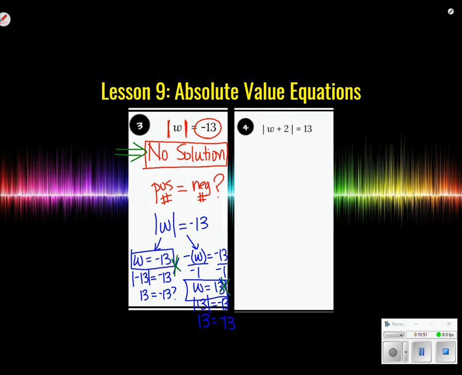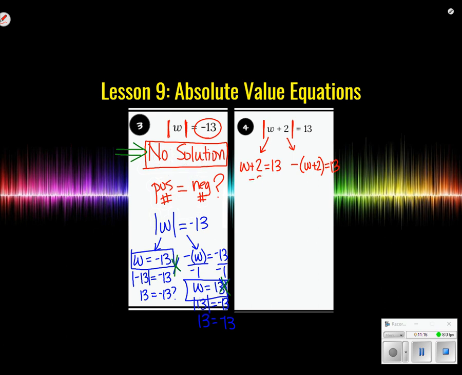All right, so does it equal a negative number? Nope, in this case it equals a positive 13, so we're good there. So now we're ready to split into 2. We have W plus 2 equals 13, and we have negative, and here's where the parentheses are really handy. Negative (W plus 2) equals 13, and then we're going to solve each one.